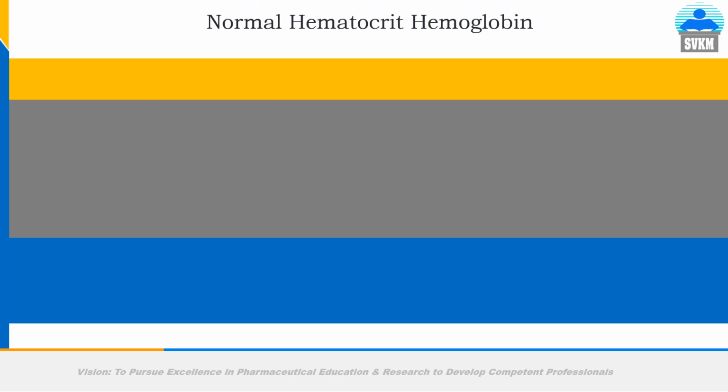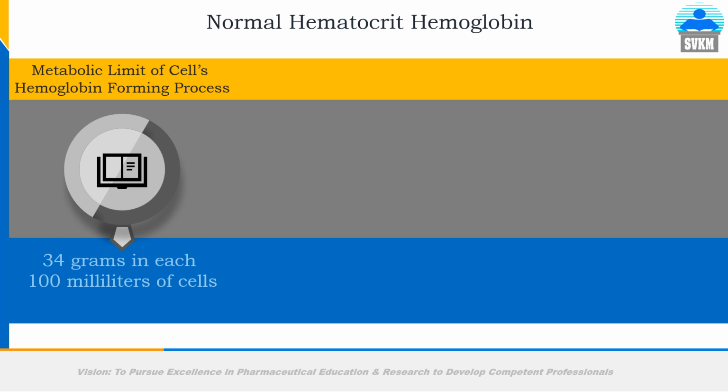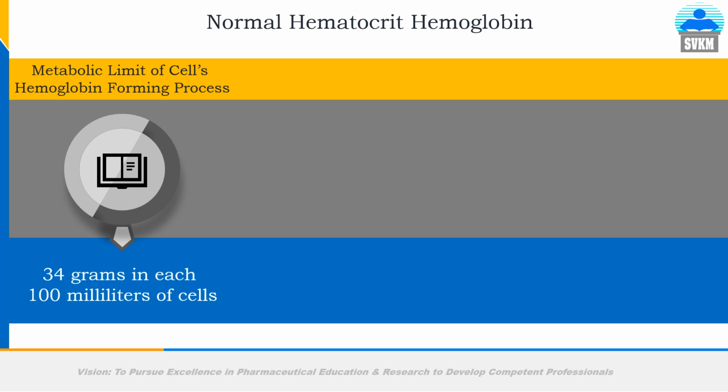Now we will see normal hematocrit hemoglobin. The red blood cells have the ability to concentrate the hemoglobin in the cell fluid up to about 34 gram in each 100 milliliters of the cells. That is considered as a metabolic limit of the cells' hemoglobin forming mechanism or process.